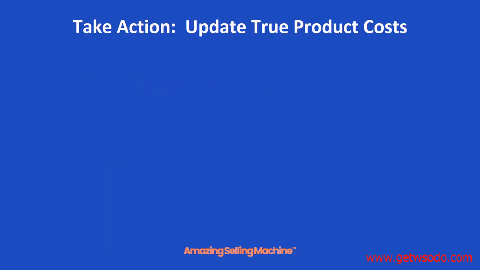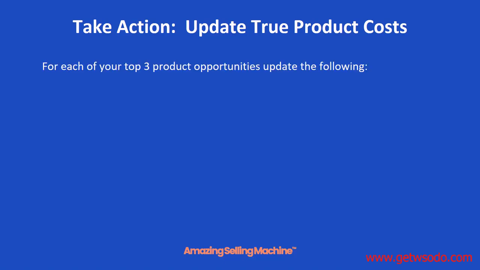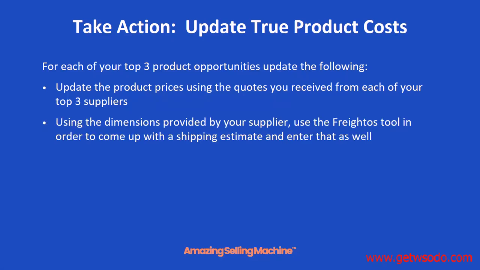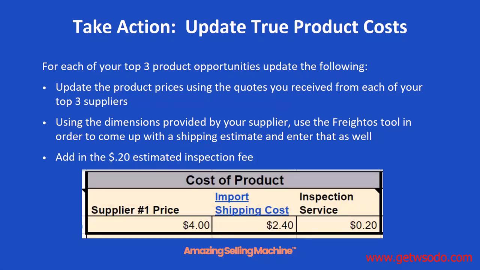Now it's time to take action and update the true product costs on your product opportunity spreadsheet. For each of your top three product opportunities, update the following. Update the product prices using the quotes that you receive from each of your top three suppliers. Then, using the dimensions they also provided, use the Freightos tool in order to come up with a shipping estimate and enter that as well. And finally, add in the 20 cent per unit estimated inspection fee. And here's a quick view of the section of the product opportunity spreadsheet to enter each of these values.